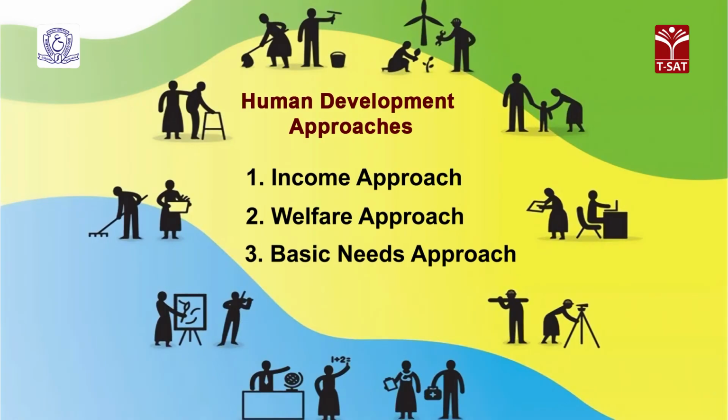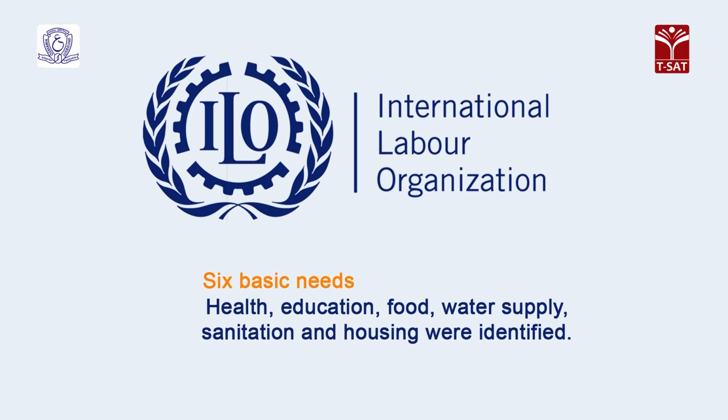Another approach is that of the basic needs approach. This approach was initially proposed by the International Labour Organization and 6 basic needs, that is health, education, food, water supply, sanitation and housing were identified. The question of human choice is ignored and the emphasis is on the provision of basic needs of defined sections. Basic needs approaches to well-being are concerned with outcomes.